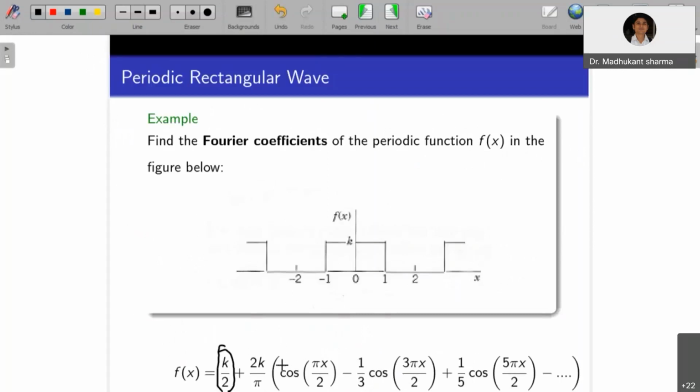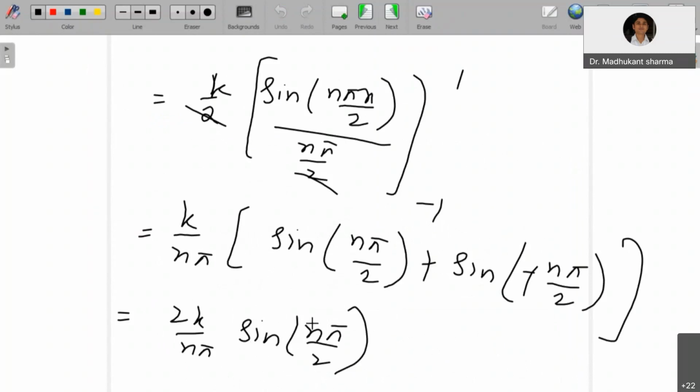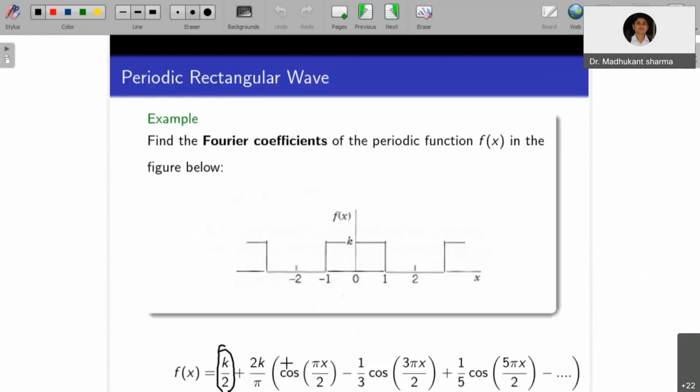So finally, your series is k by 2 plus a cosine series only, because you are only obtaining the a n coefficients. If n is even, it is 0. For n odd only, you will have alternating plus and minus. This is why you have cos of pi x by 2, cos of 3 pi x by 2, with 2 missing, similarly cos 5 pi x by 2 and so on, with alternating plus and minus signs.